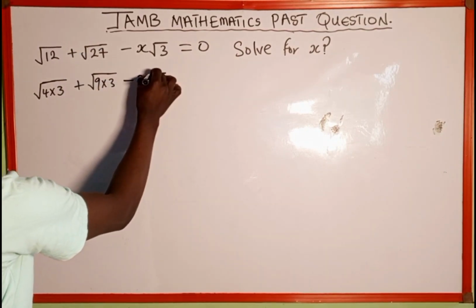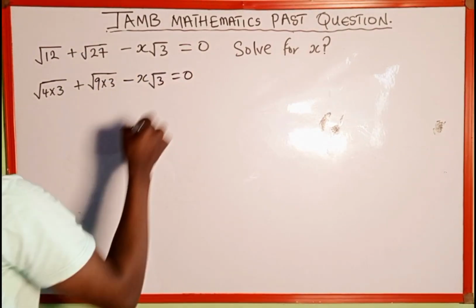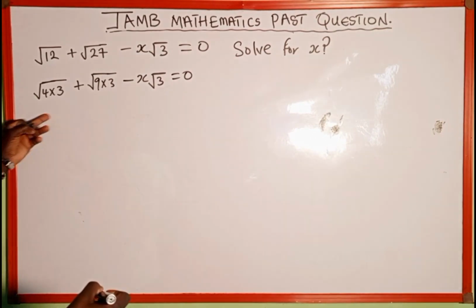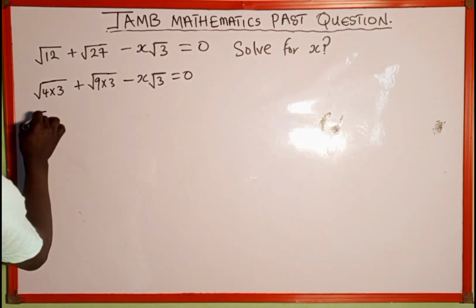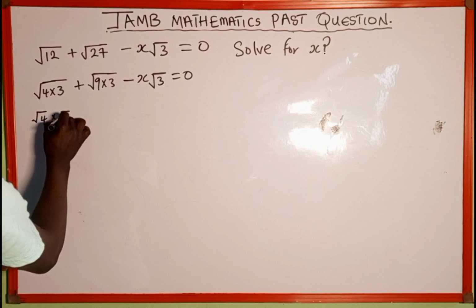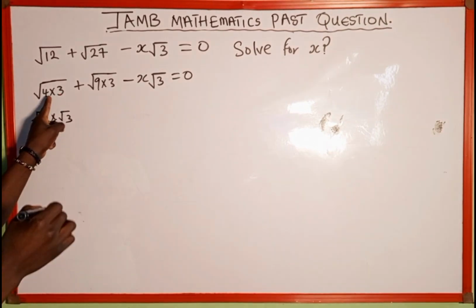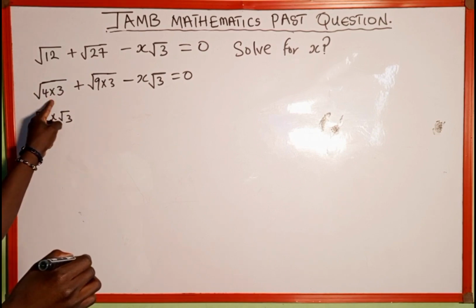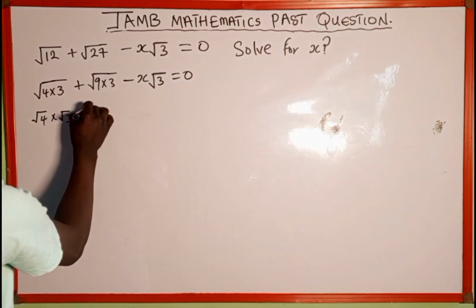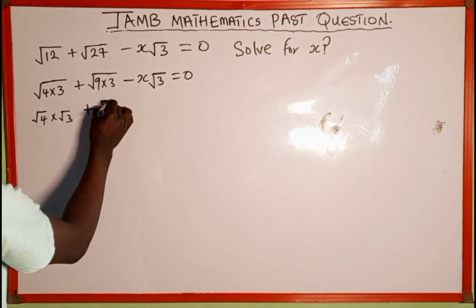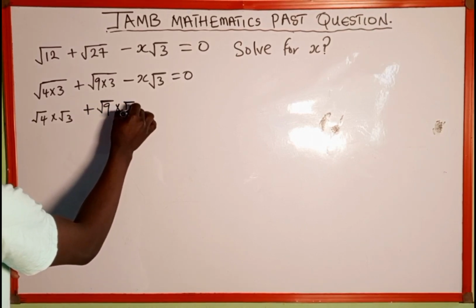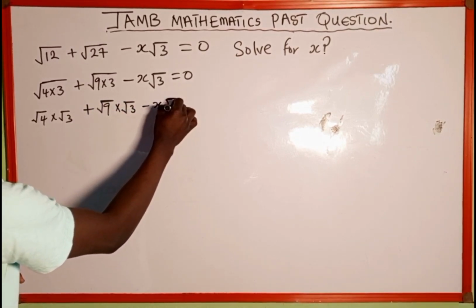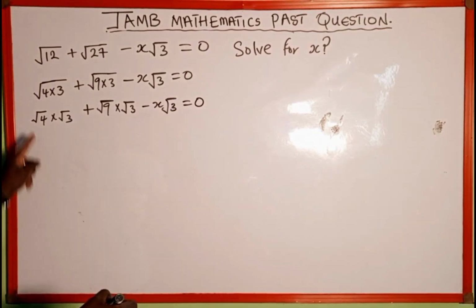Then minus x square root of 3 is equal to 0. And according to one of the properties of surds, this is the same as what? Square root of 4 multiplied by square root of 3. We can break it since the operation is separated by multiplication. The operation here is multiplication. Then plus, also we can break this as square root of 9 multiplied by square root of 3 minus x square root of 3 is equal to 0. 4 is a perfect square.